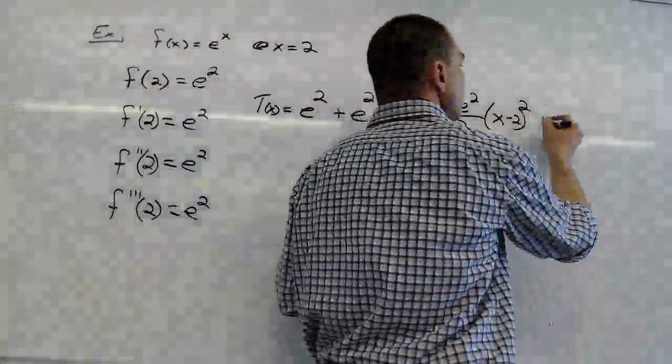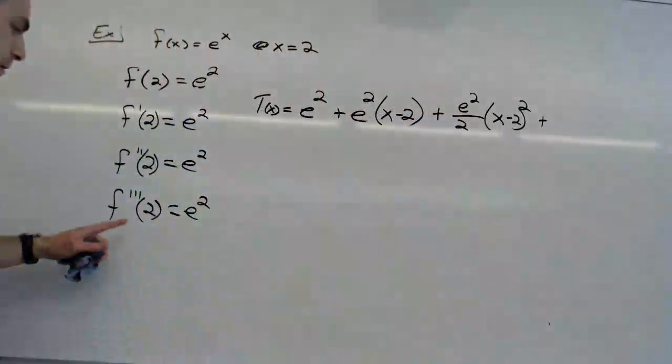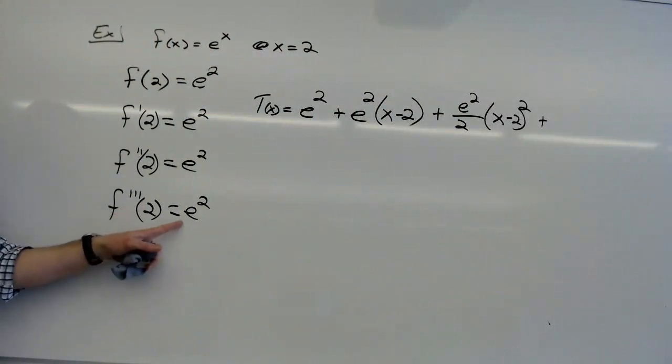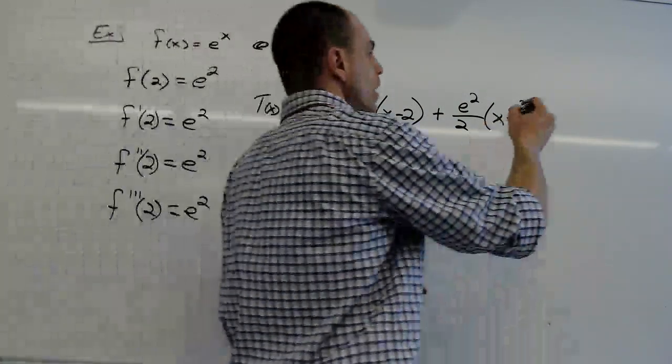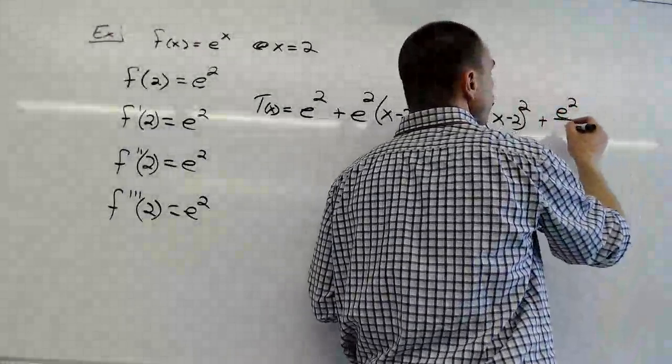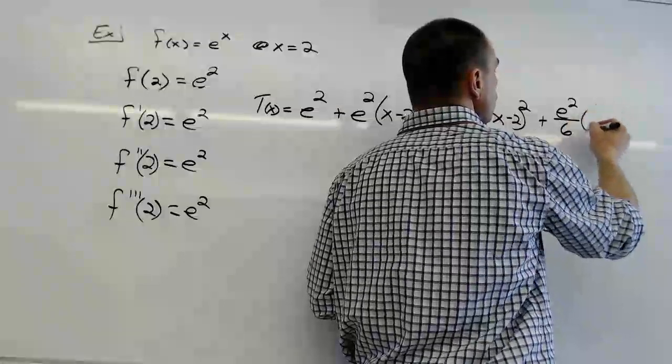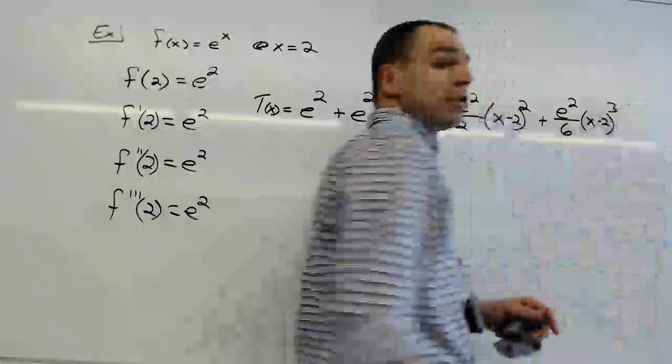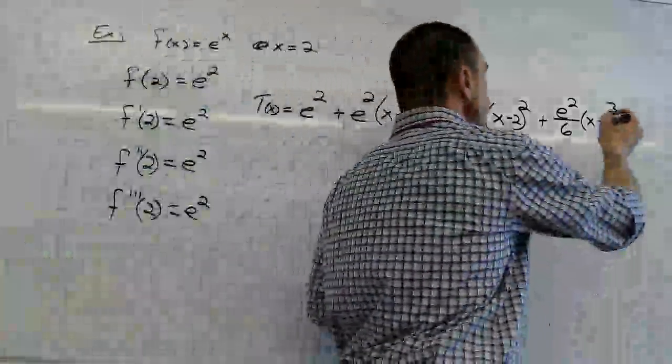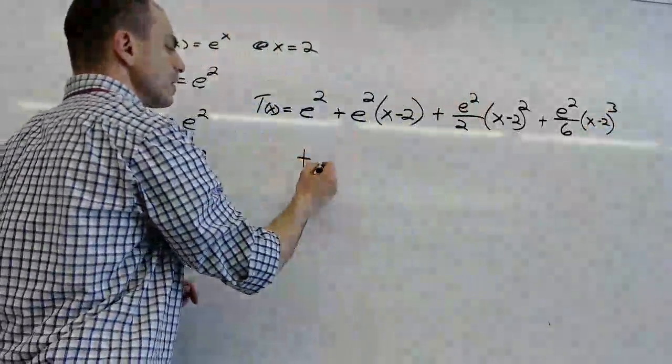So that will be the third derivative of f evaluated at 2, which once again is e squared. So we have e squared. This time it's over 3 factorial, or 6, and then x minus 2 cubed. All right, and then we'll actually move over here, plus, dot, dot, dot, plus.